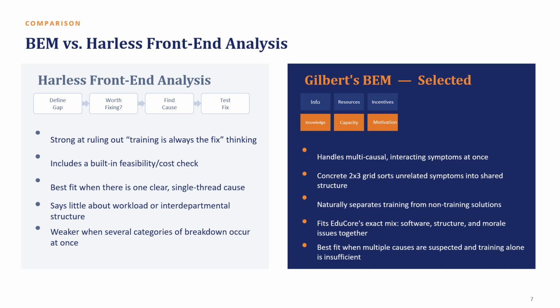On the other hand, the Gilbert's BEM model that I selected handles multiple causal interacting symptoms at once. Its grid sorts unrelated symptoms into a shared structure. It naturally separates training from non-training solutions, and it fits the EduCore exact mix where we have software, structure, and morale issues together. So it is the best fit when multiple causes are suspected and training alone is insufficient.